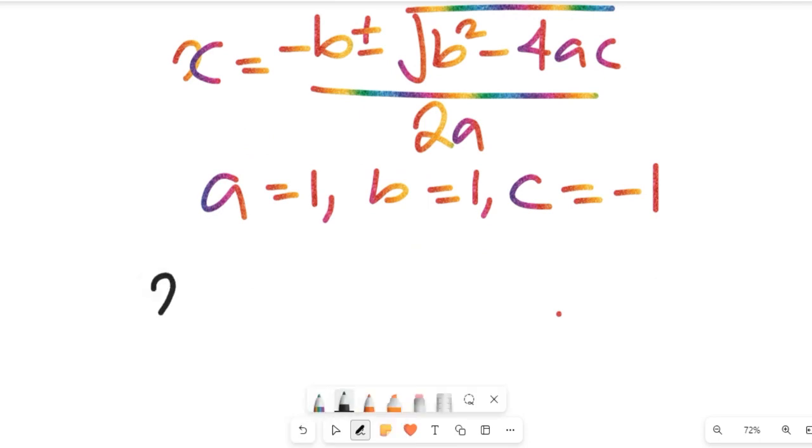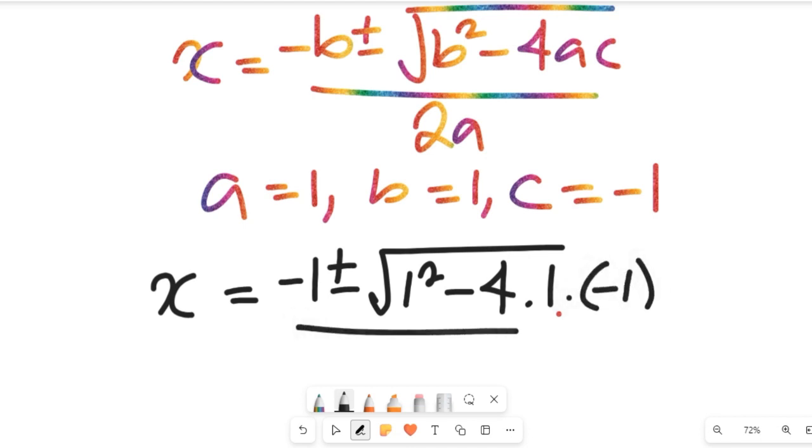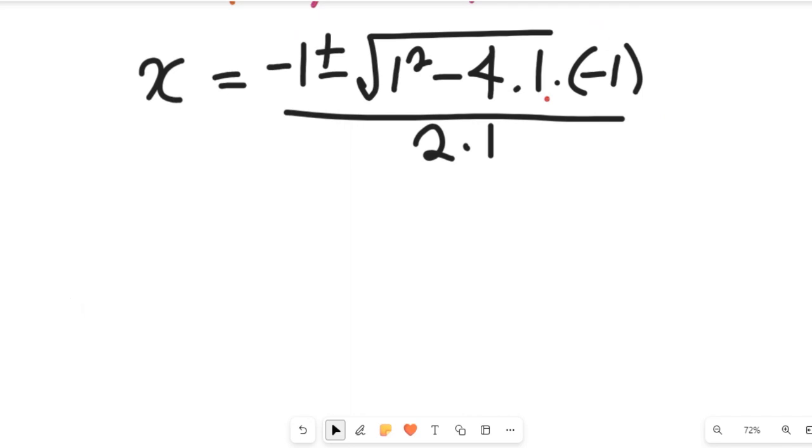If we do that, our value of x will be equal to negative 1 plus or minus the square root of 1 squared minus 4 multiplied by 1 multiplied by negative 1, and all these will be divided by 2 multiplied by 1. So what do we do? We're going to simplify this.